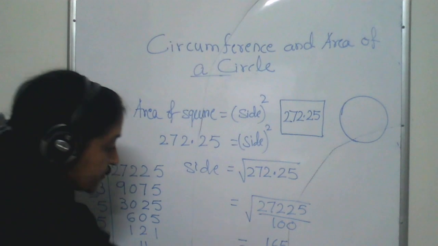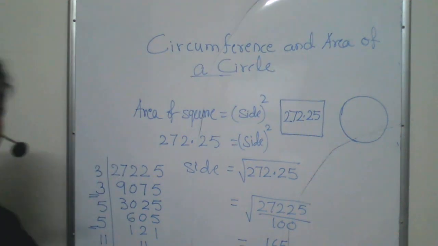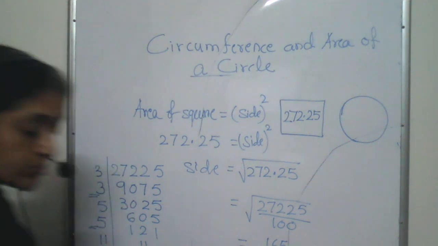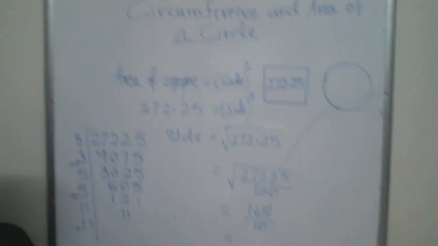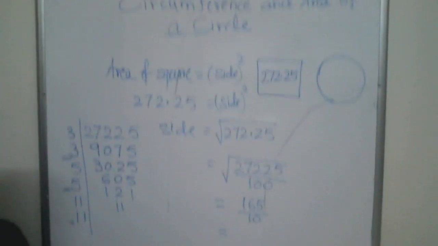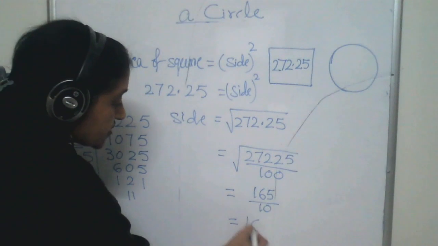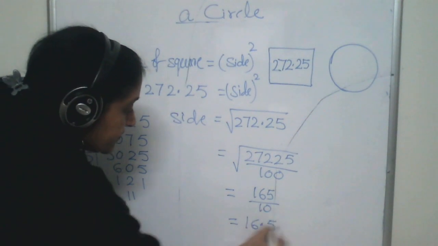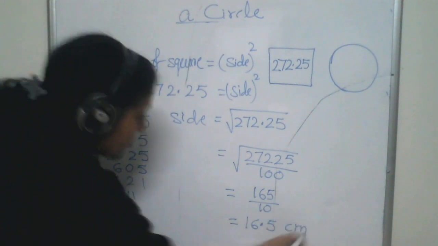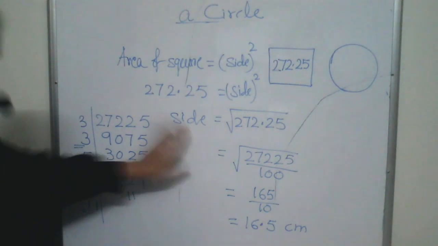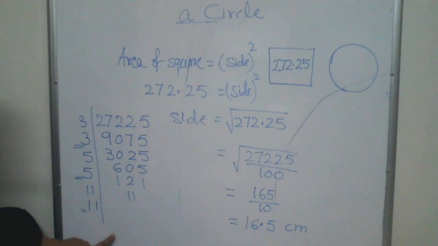Now if you have this number, how will you divide and write? I'm sorry, I have to put the camera down. Okay, I've taken it down. Now see here, if at all it is divided by this, thus it will be 16.5 centimeter. What is 16.5 centimeter? Side of the square. Hope you understood how we got these factors.